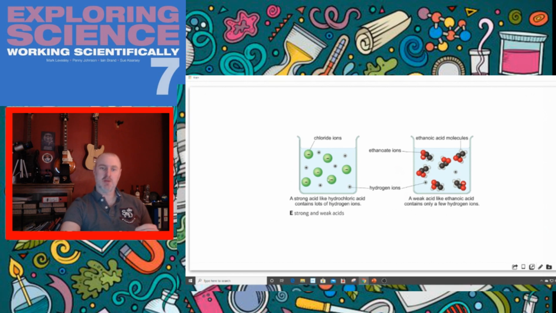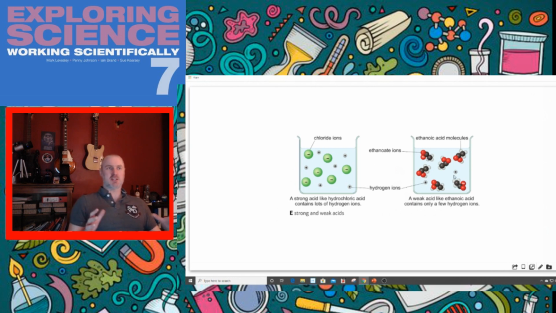Now, some acids, if we've got hydrochloric acid on the left-hand side here, and we've got ethanoic acid on the right. And what this diagram is trying to show for us is that with the hydrochloric acid, look how many hydrogen ions have disassociated, have split away from the big green chloride ions, right? Or the big green chlorine atoms. There's been loads, absolutely loads. But if we look on the right hand side, we've only disassociated a couple of hydrogen ions.